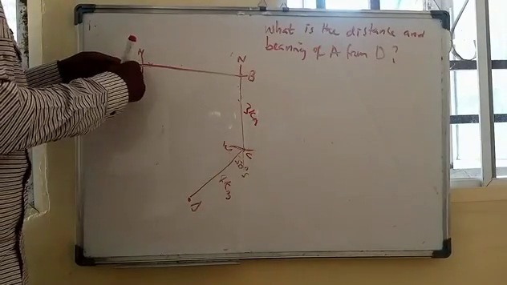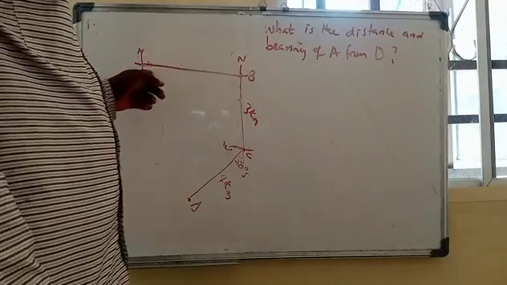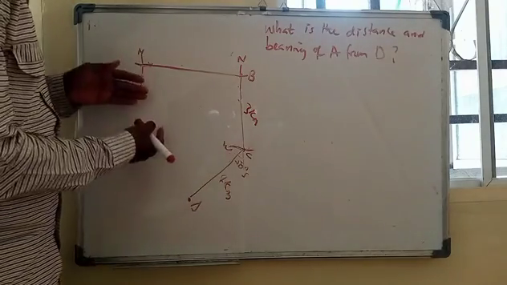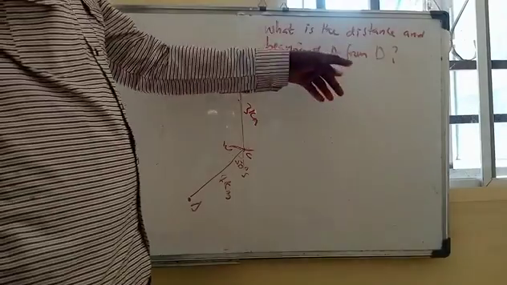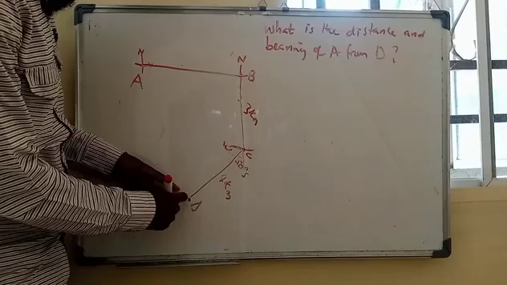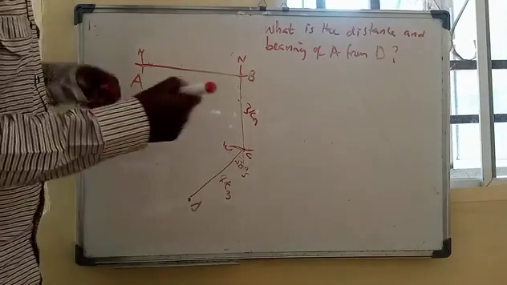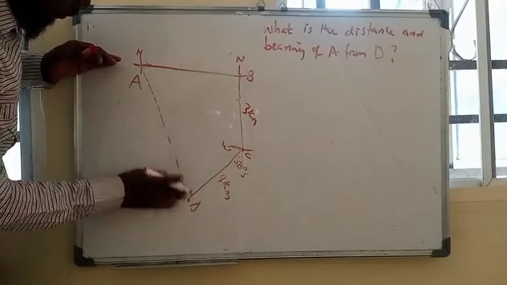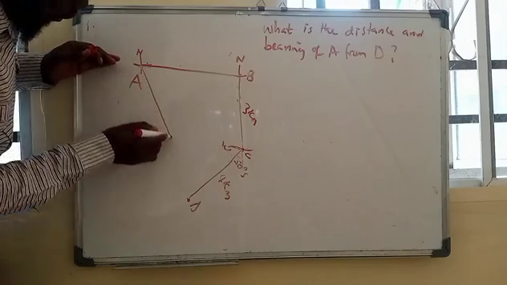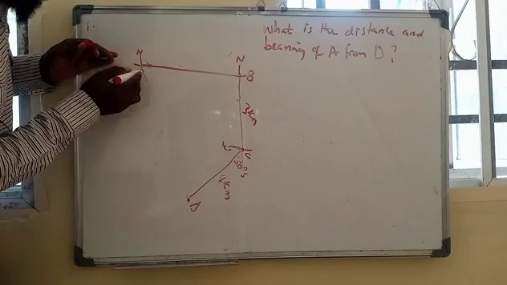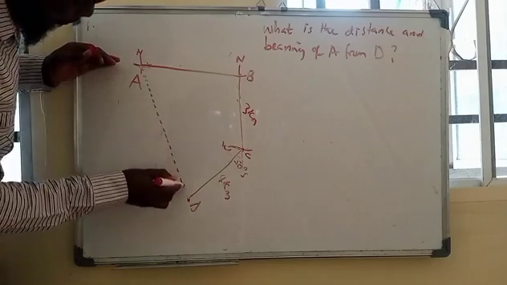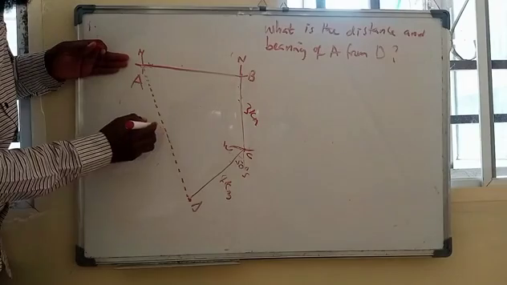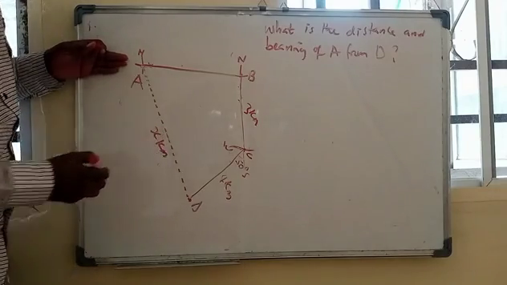So how do we locate A from D? B has been located with respect to A, C with respect to B, D with respect to C. So how do we now locate A with respect to D? That one is simple. Just join, because we've already located these points. So just join A and D. If you join them, then the distance they're talking about is the length here. Let's call it S kilometers. That is the distance. Then what about the bearing?